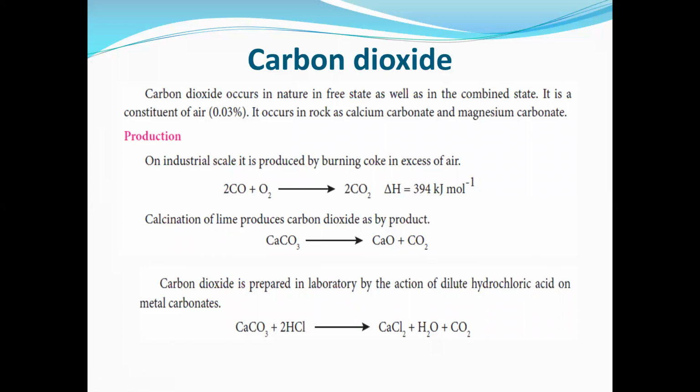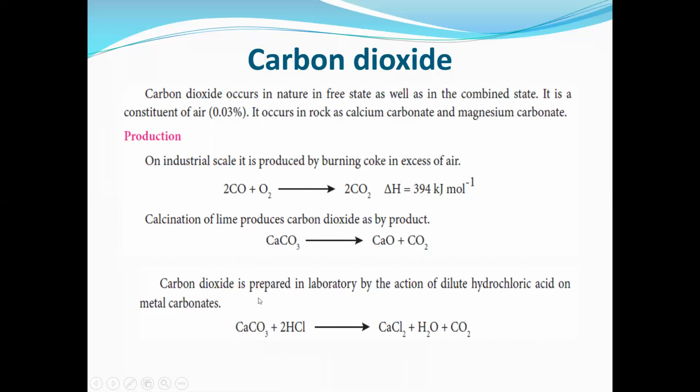So next one is the production of carbon dioxide. On an industrial scale, it is produced by burning coke in excess of air. So we heat carbon monoxide with oxygen, and we get carbon dioxide gas. The enthalpy for this reaction is 394 kilojoule per mole. Calcination means heating here. So we are heating limestone, and we get calcium oxide and CO2 as a byproduct.